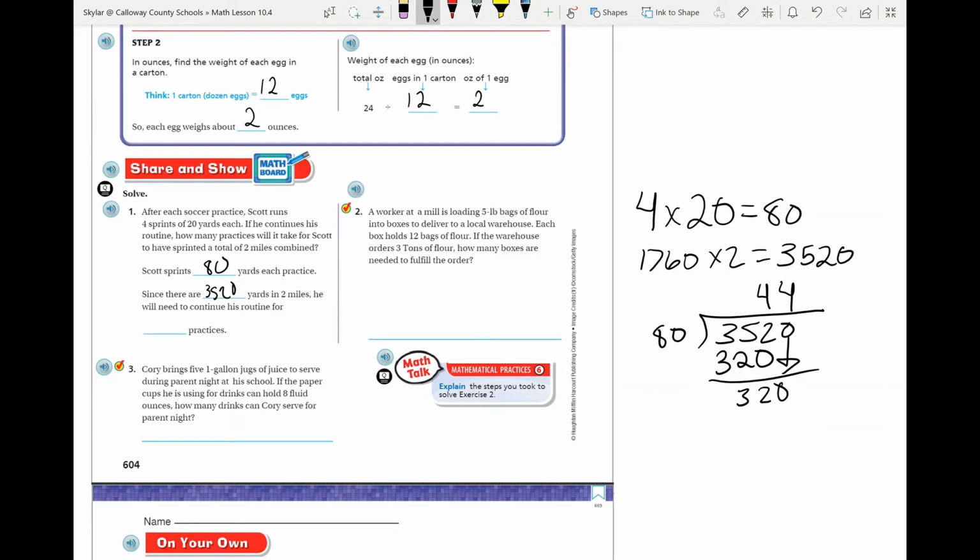So that means in order to run 2 miles, he's going to have 44 practices. Yikes, yikes, yikes. That is not happening anytime soon. Sorry, Scott. All right, so I'm going to go ahead and erase that so we can work out the next one.